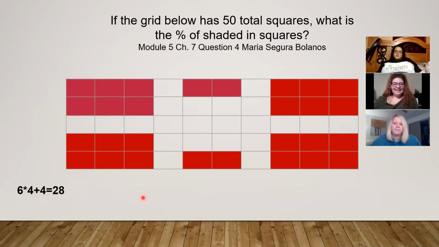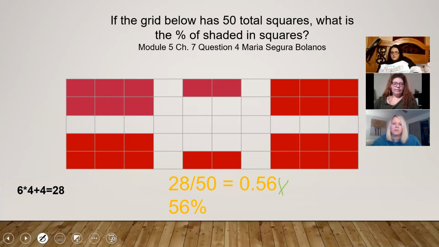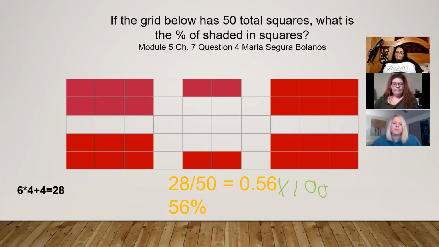Then we're going to take 28 and divide that by 50, which is the total amount of squares we have. That equals 0.56. Then we multiply that by 100 to give us our percentage, which would bring us to 56%. Okay, that makes sense. Nice.